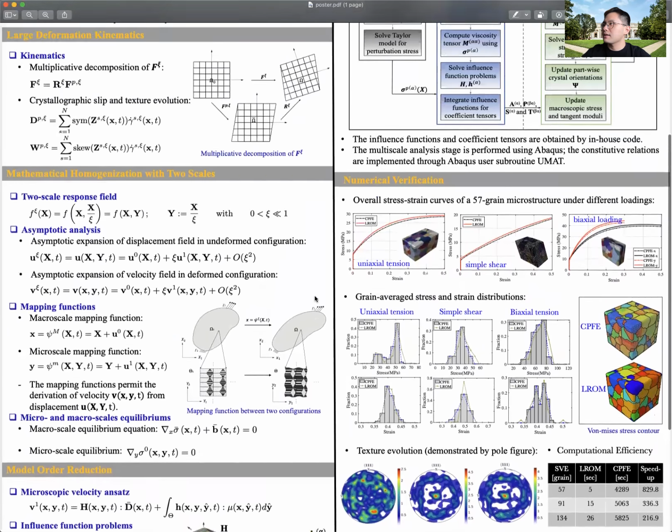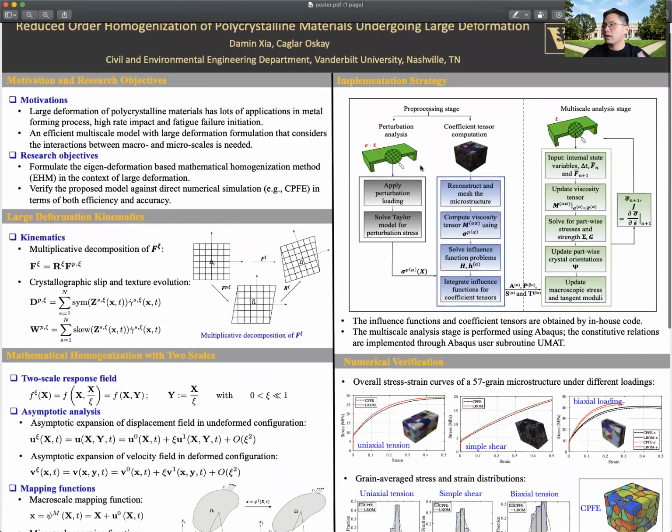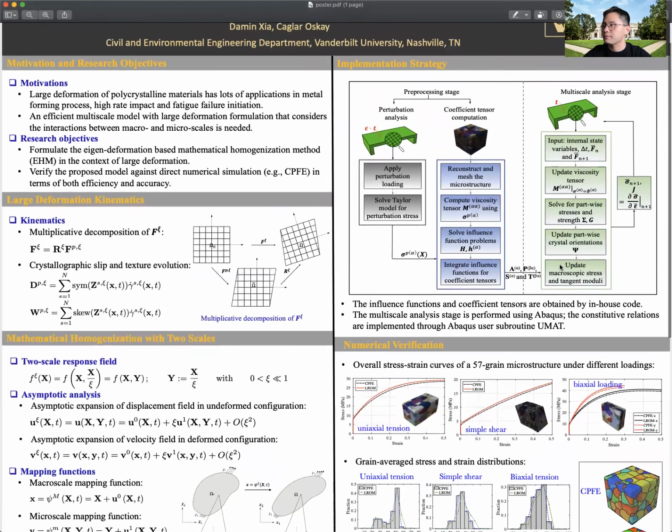So to implement this formulation, we propose a computationally efficient strategy where we compute a set of coefficient tensors and use these coefficient tensors to solve the reduced order system equations.